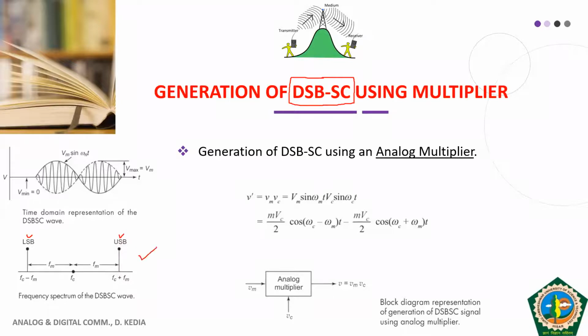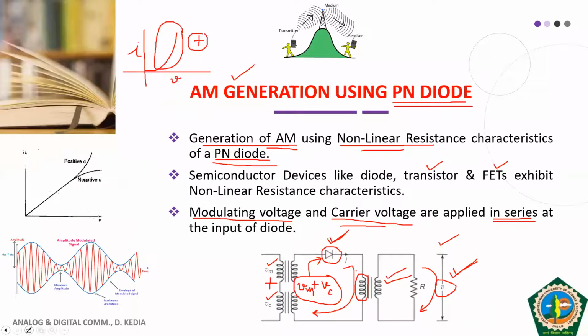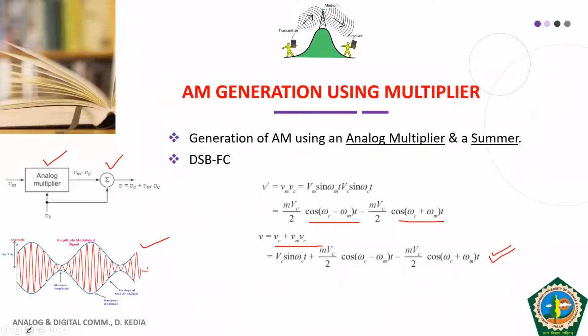You can see that this is the frequency spectrum of the double sideband suppressed carrier signal, and this is the time domain representation where the carrier has been removed. The first method through which we can generate double sideband suppressed carrier is by using a multiplier. Obviously, we have also seen in the previous slide of double sideband full carrier, just a minute, you see here we had 2 things: one is the multiplier and another was the summer.